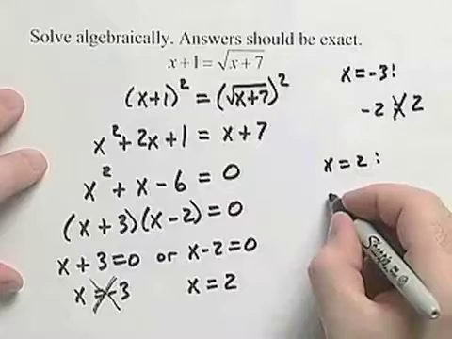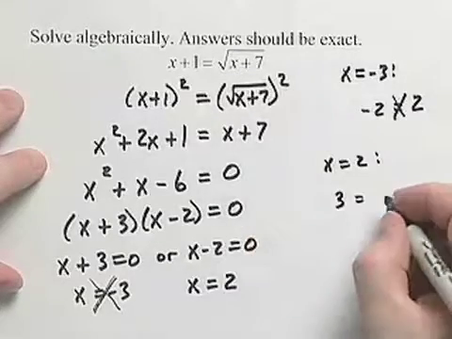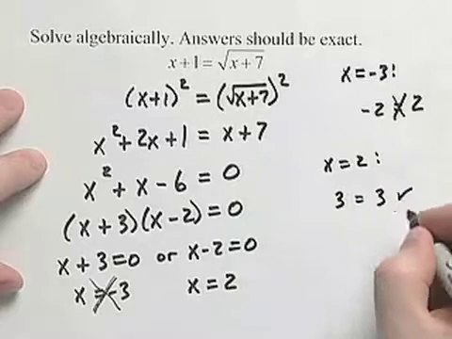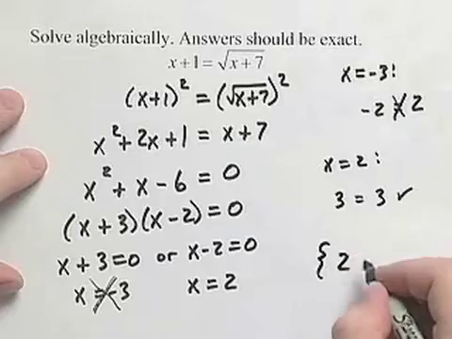Plug that in. 2 + 1 is 3. 2 + 7 is 9, and the square root of 9 is 3, and that checks out. So this equation has only one solution, which is x = 2.